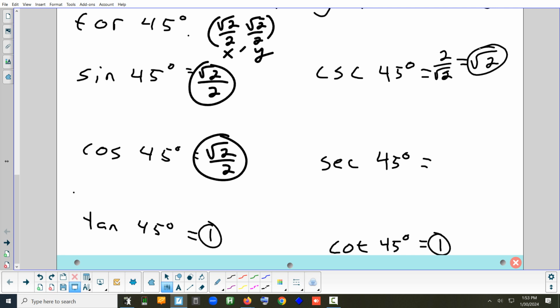And what about the secant? Square root of 2 is the same thing. Yeah, because the sine and the cosine are the same, so are these two.